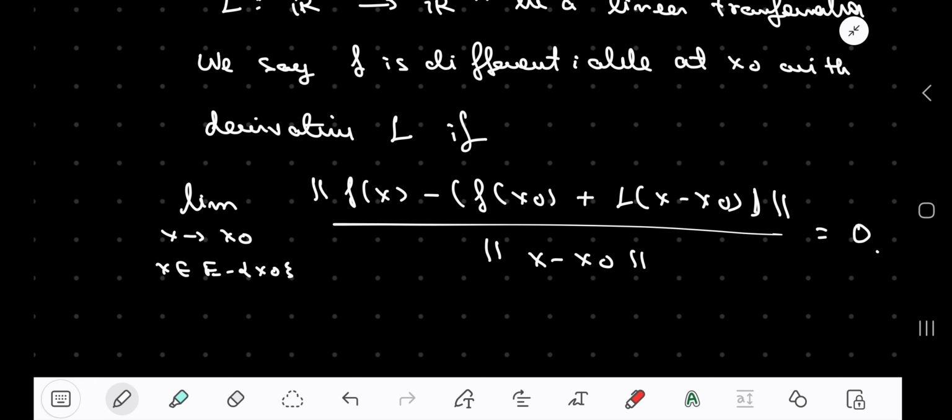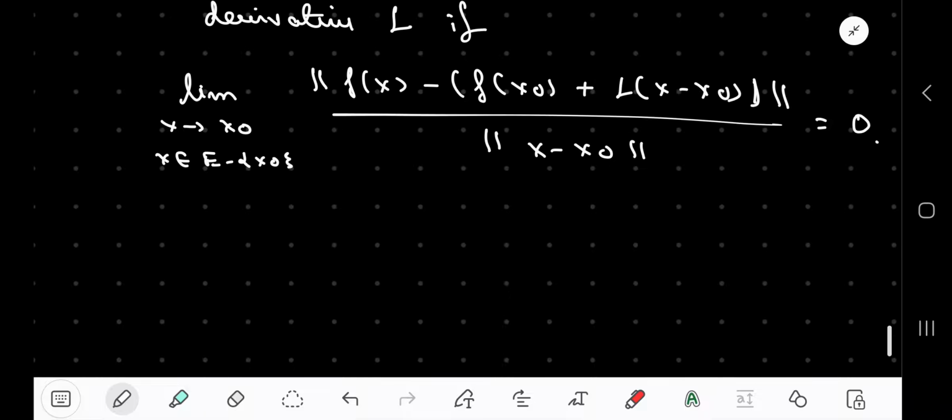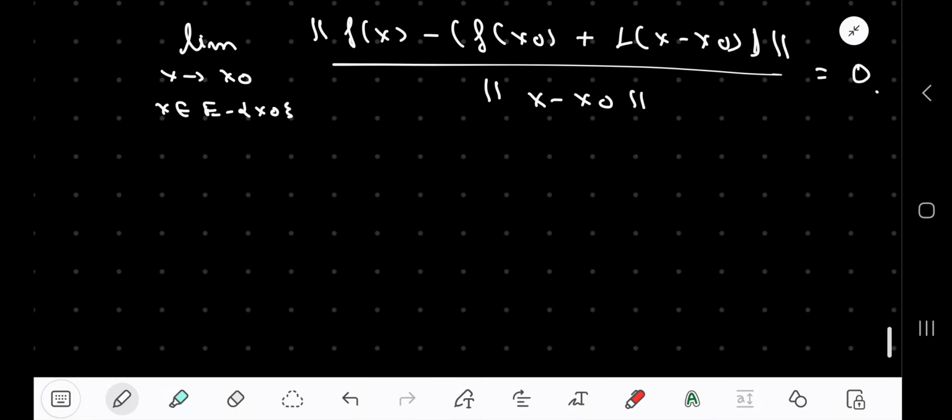Now each of these norms are real valued functions, right? You have studied norms, they are just the generalization of lengths in vector spaces. So these are real valued functions and hence this quotient is now well defined. Clear? And here L is a linear transformation, you need to keep that in mind. So this is the definition of derivative in an arbitrary case.